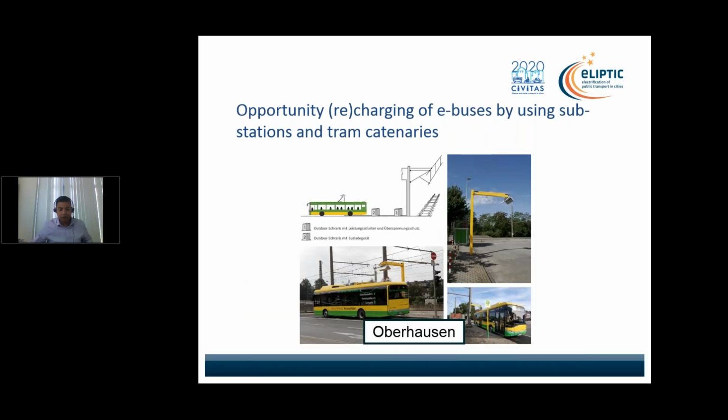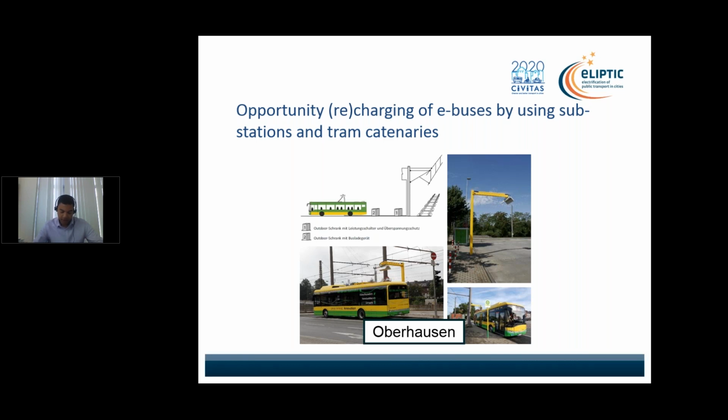Then we have Oberhausen, which is another city in ELIPTIC, and they are testing opportunity recharging of electric buses using substations and also tram catenary. They have two electric buses which are in operation since October 2015. On the top right, the top two pictures, you see the charging using the substation, and on the bottom two pictures you see the charging using the tram catenaries which they have installed.